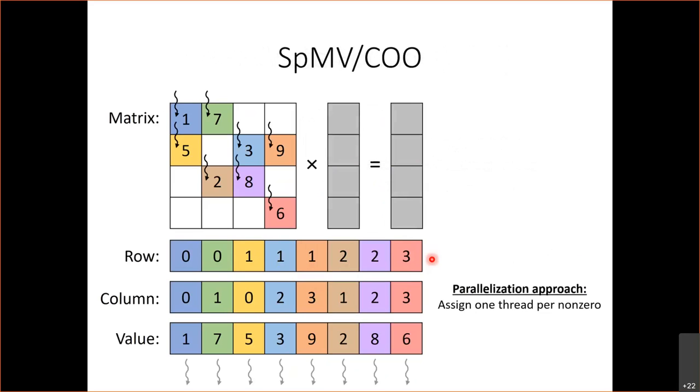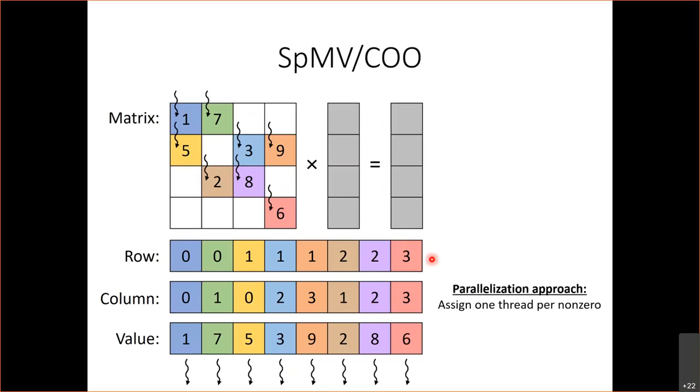If we go back and look at this over here, what does the COO format make easy for me to access? The rows and the columns of the non-zero elements. Right, so given a non-zero element, it's easy for me to find the row and the column for that non-zero element. The COO format makes it easy for me to find the row and the column of a specific non-zero element, which makes it easy for me to parallelize across non-zero elements. Because if I assign a thread to every non-zero element, then I can easily go and find its row and column. So that's accessibility. What about memory coalescing?